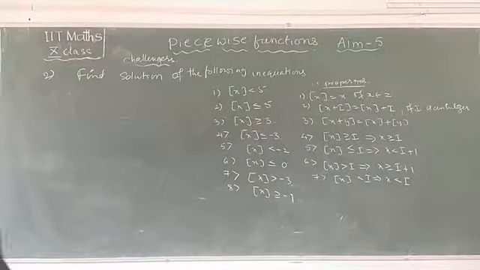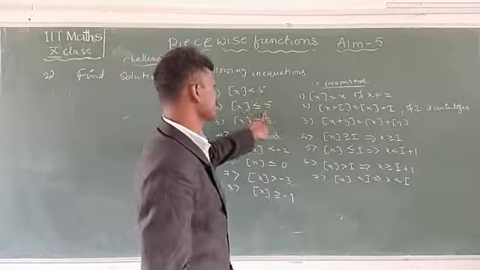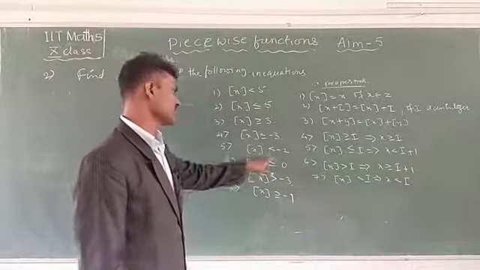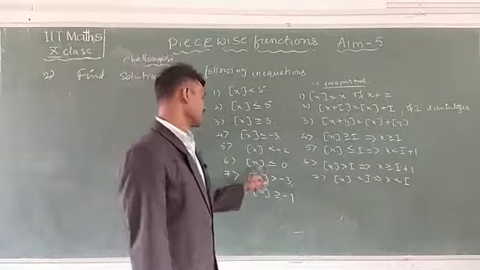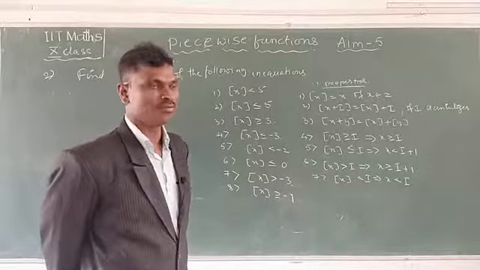Okay, now the second problem: find the solution of the following inequations. Here, signum x is less than 5, signum x is less than or equal to 5, signum x is greater than or equal to 3, signum x is less than or equal to minus 3, signum x is less than minus 2, signum x is less than 0, signum x is greater than minus 3, signum x is greater than or equal to minus 1, as given.